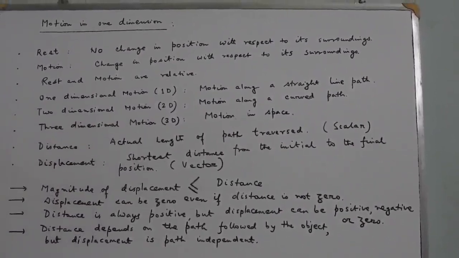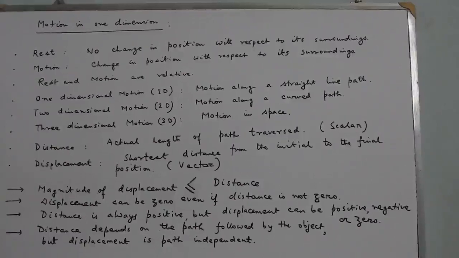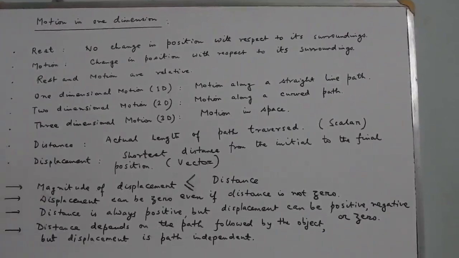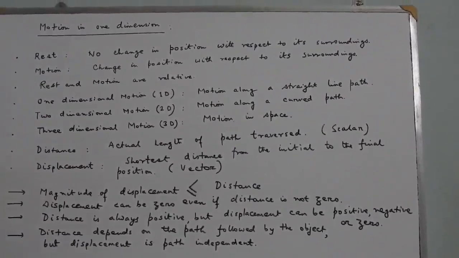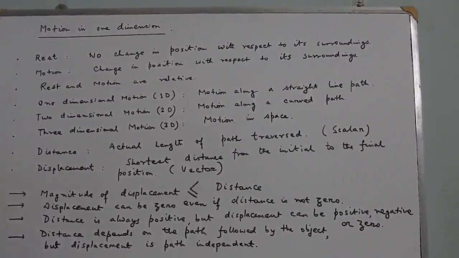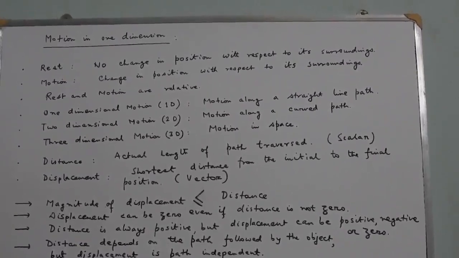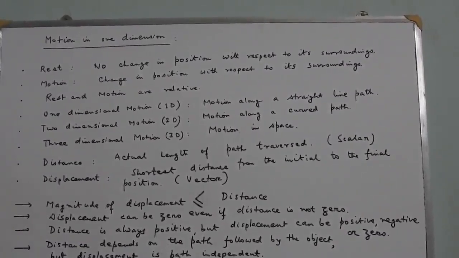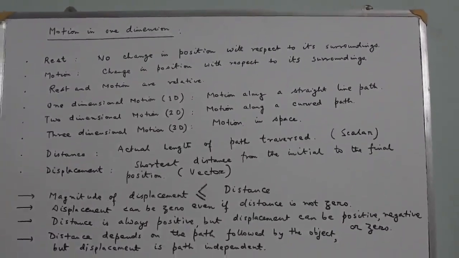So, with respect to one-dimensional motion, there are some important terms we have to realize. The first one is distance. What is distance? Distance refers to the actual length of the path traversed by a body. The actual length of the path means the nature of the path that the object will follow when it moves from one position to another position.